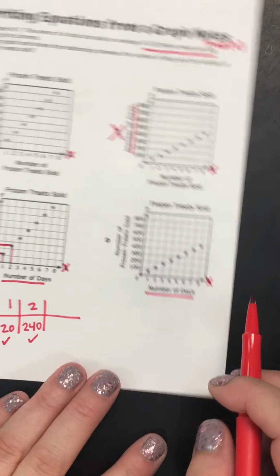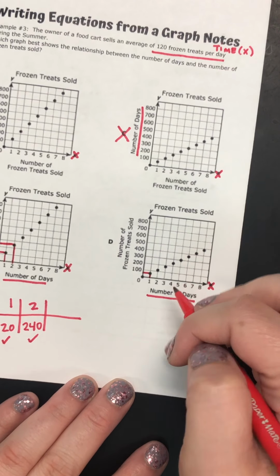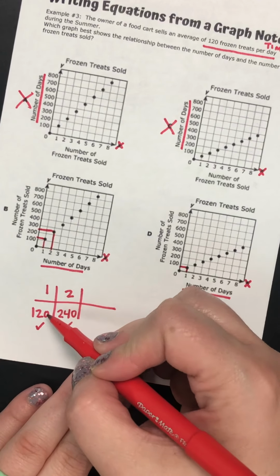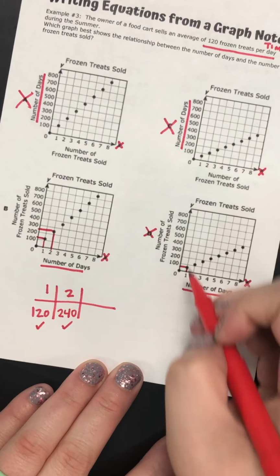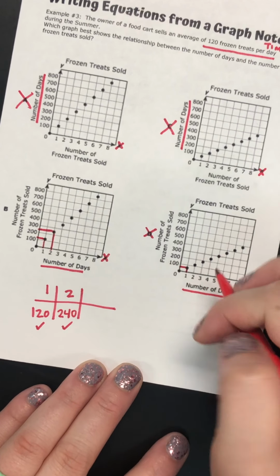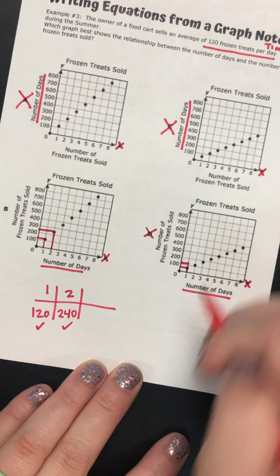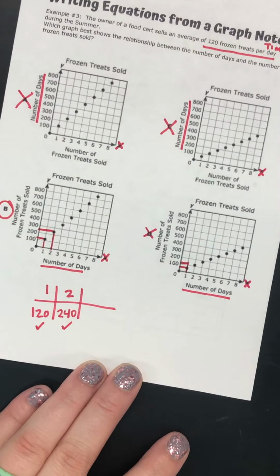So let's check this one. This one says on day 1, it's less than 100. Is our answer supposed to be less than 100? No, it's supposed to be 120. So this one does not make sense because it's not listed correctly. We should be at 120, which is right above the 100 right there. Okay, so our best answer would be B.